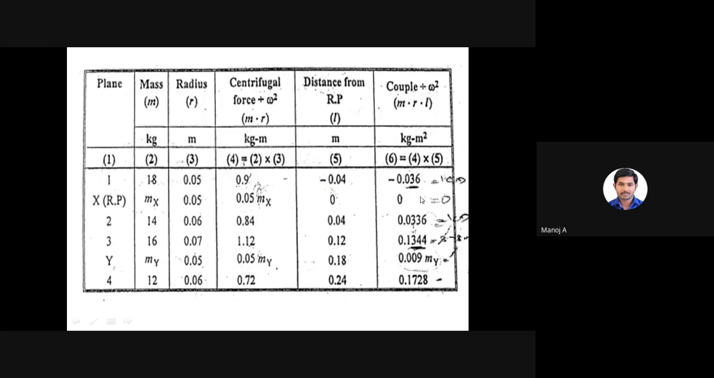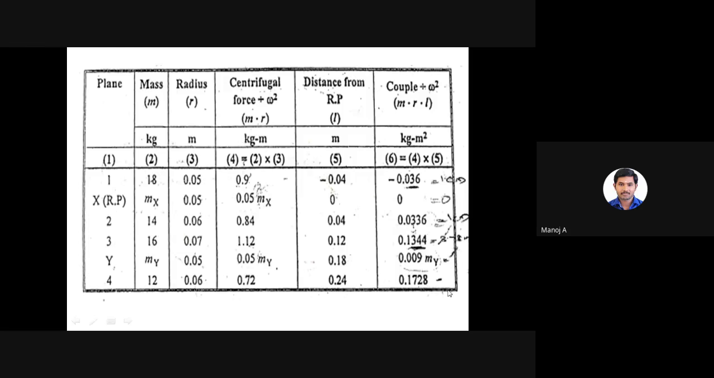So here you know which is the largest value. First of all, you have to draw the couple polygon. So how to draw the couple polygon? Here it is minus 0.036, this is 0, 0.0036, 0.0336, 0.134, and 0 for my. So the unknown value is my. And this is 0.1728. Which one is the largest? 0.1728 is the largest one.